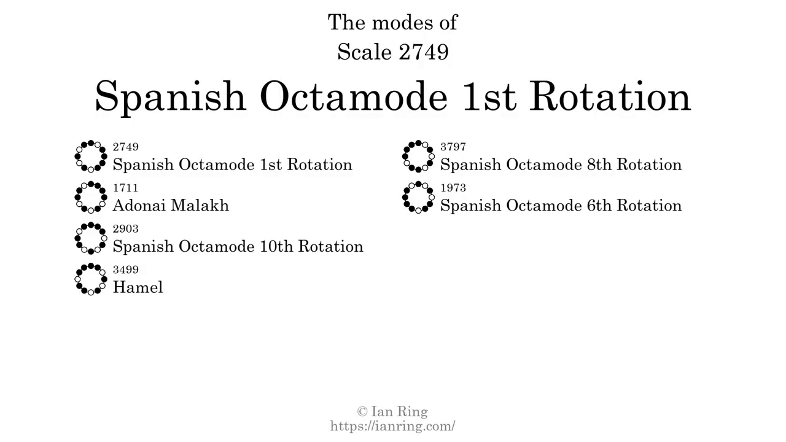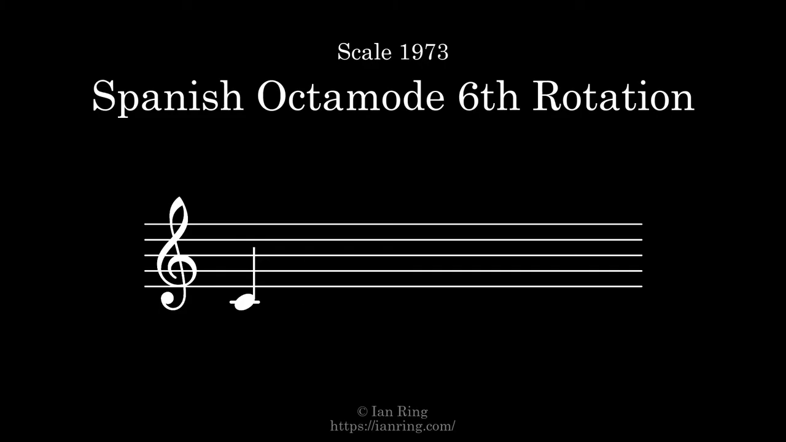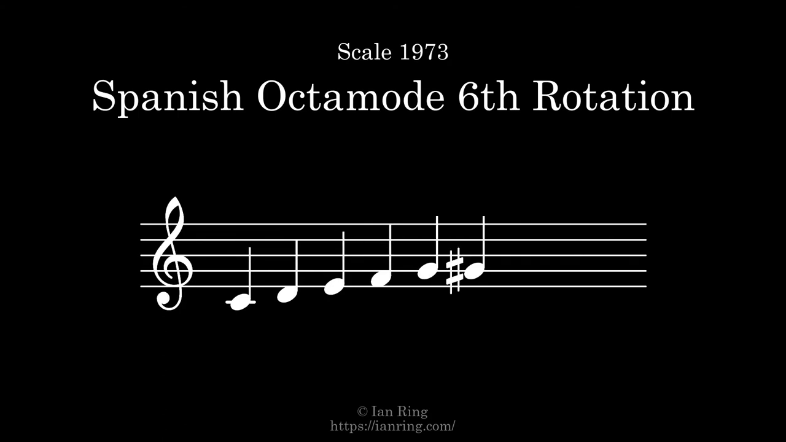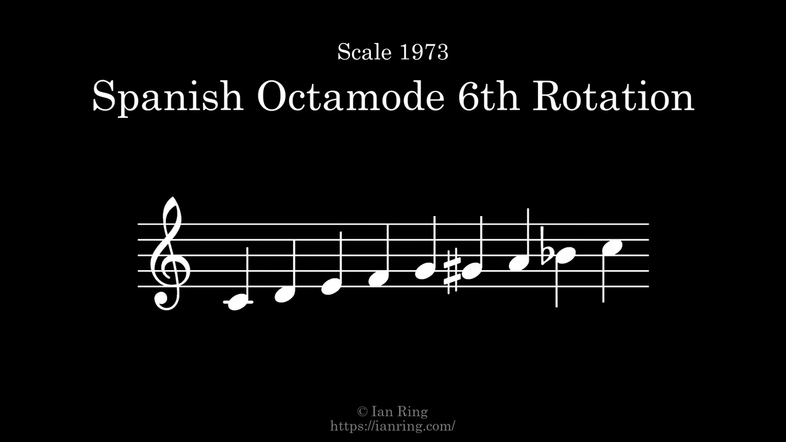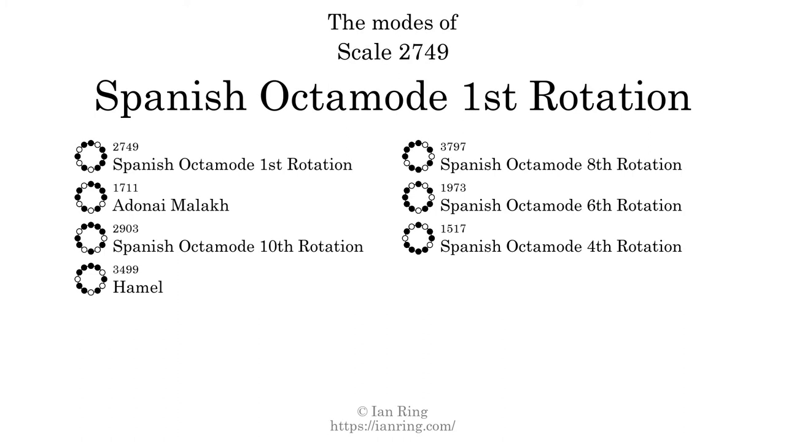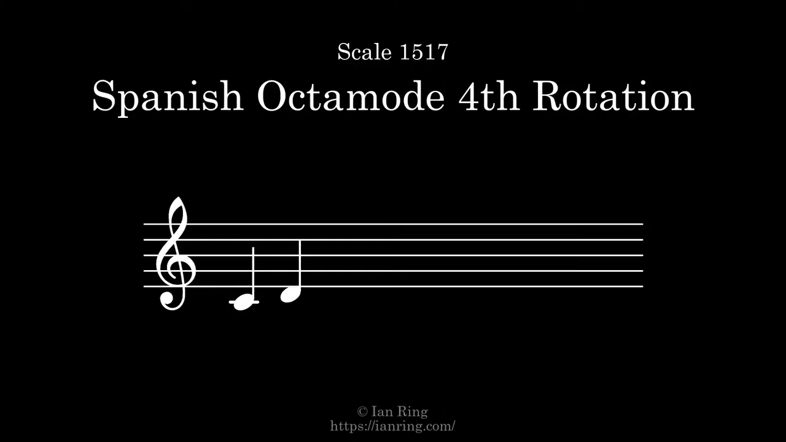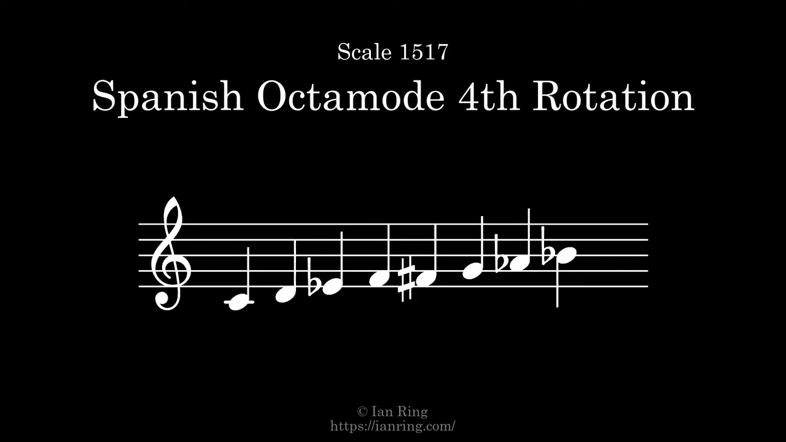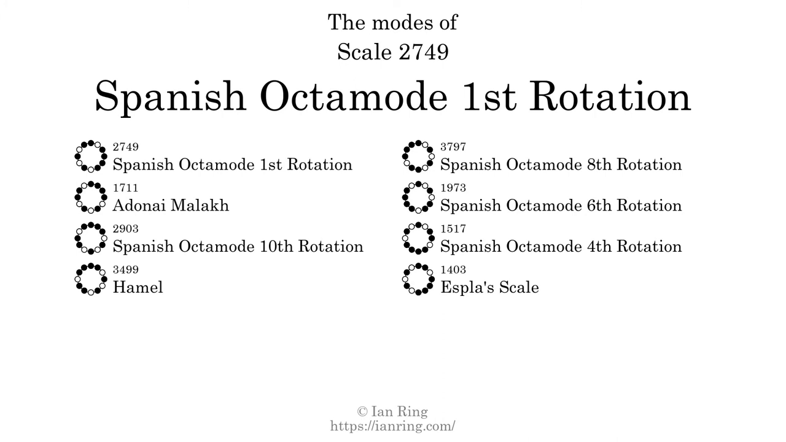The sixth mode is scale 1973, also known as Spanish octamode 6th rotation. It sounds like this. The seventh mode is scale 1517, also known as Spanish octamode 4th rotation. It sounds like this. The eighth and last mode is scale 1403, also known as Espler's scale. It sounds like this.